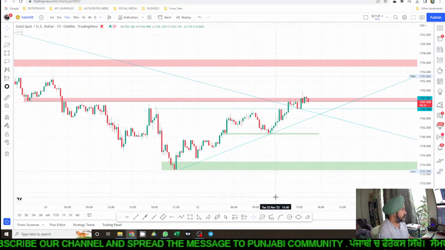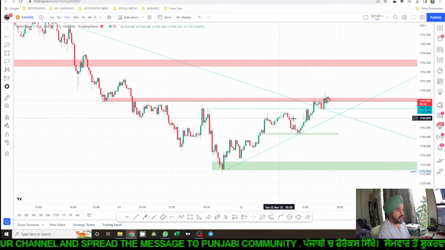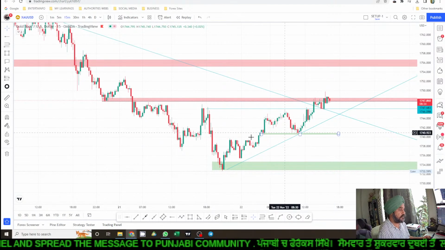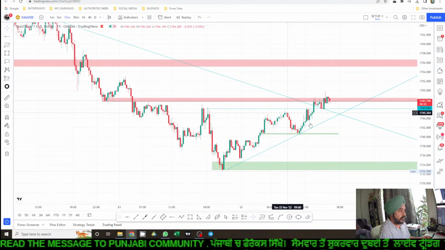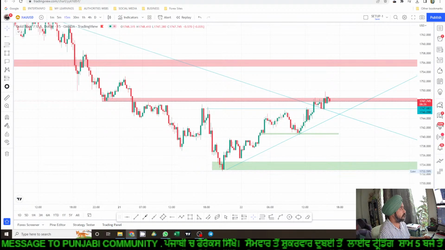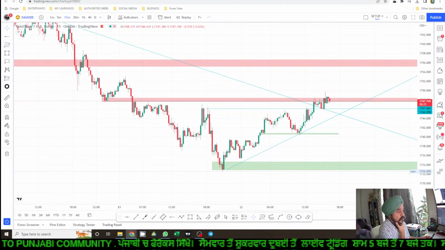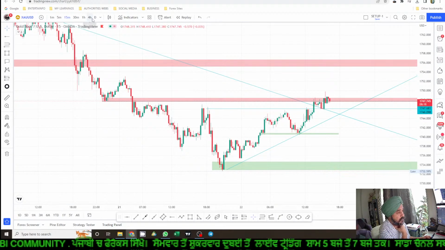Welcome sir, welcome. So we are moving since morning upside, respecting this trend line. Okay, respecting the zones, so better to keep an eye on this area. This is a critical zone. So we just have broken the resistance.